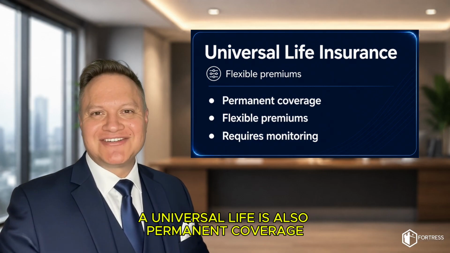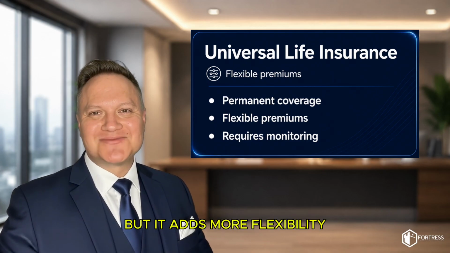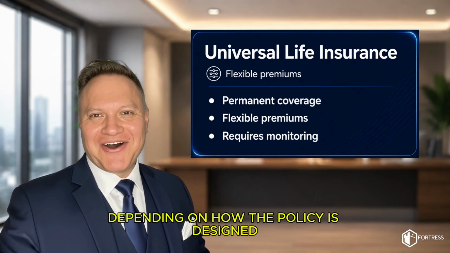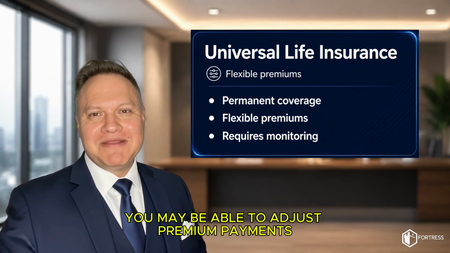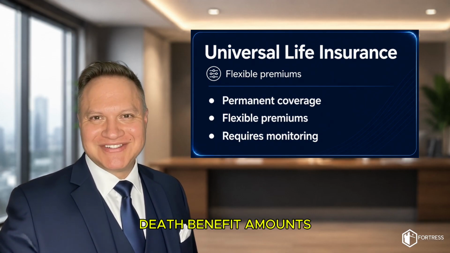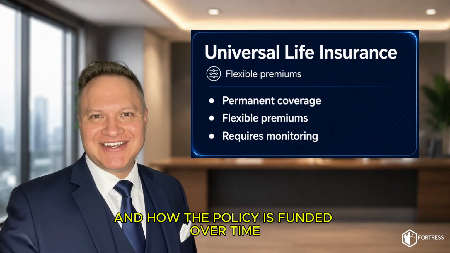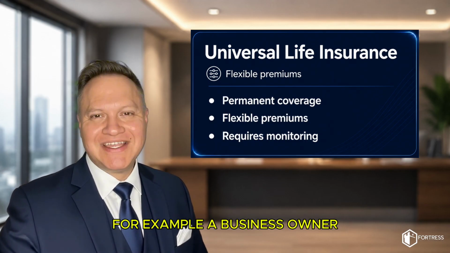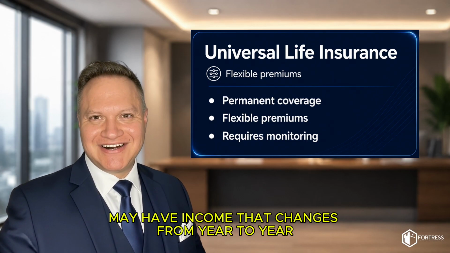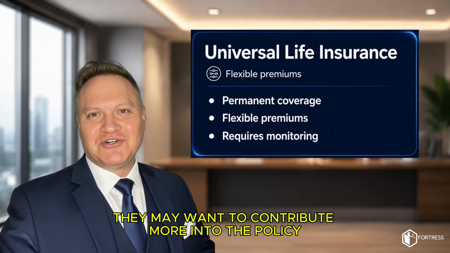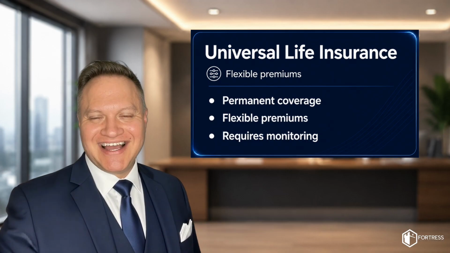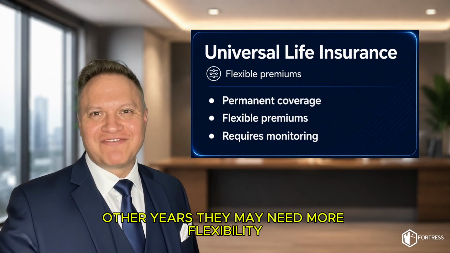Universal life is also permanent coverage, but it adds more flexibility. Depending on how the policy is designed, you may be able to adjust premium payments, death benefit amounts, and how the policy is funded over time. For example, a business owner may have income that changes from year to year. Some years they may want to contribute more into the policy. Other years they may need more flexibility.